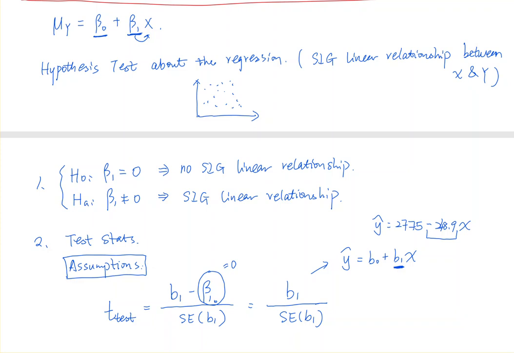We want to know whether this regression shows a linear relationship between x and y. If not, you can just stop here, right? You don't need to do any further tests or analysis about the linear relationship, because they don't even have any linear relationship. So what else you did is just a waste of time. So the first thing you need to do is the hypothesis test about whether there is a significant linear relationship between x and y.